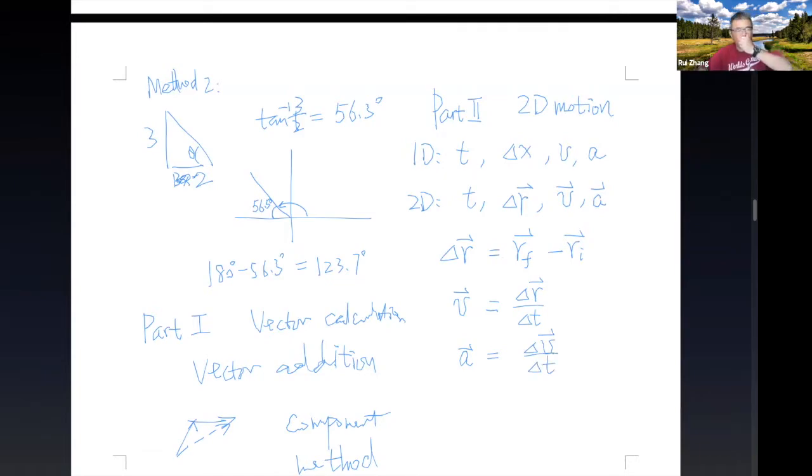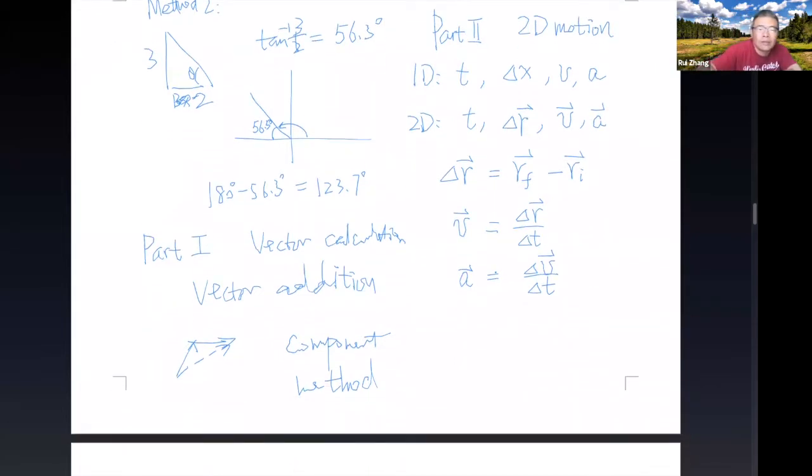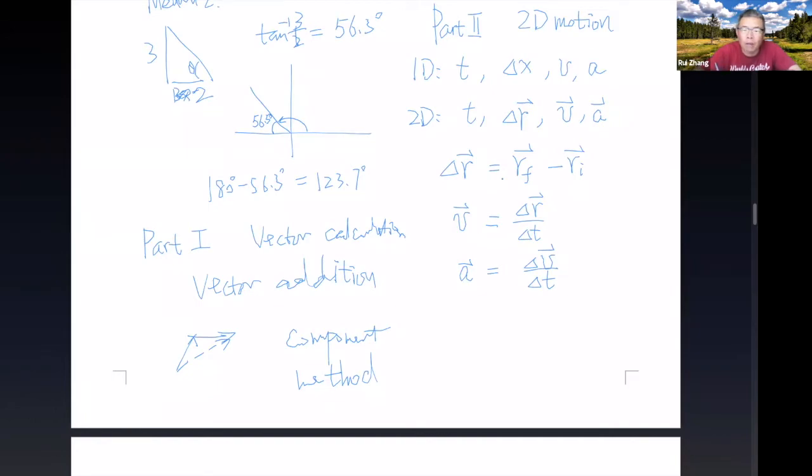Formally, by looking at these formulas, they look very similar. We just use different notation and put an arrow on top of it. But in terms of calculation, it's certainly way more complicated. For example, for the displacement, say we have this picture. Suppose you have a coordinate system like this, and you have a 2D motion like this. What is the displacement? Let's say this is your initial position r_i, and this is your final position r_f.